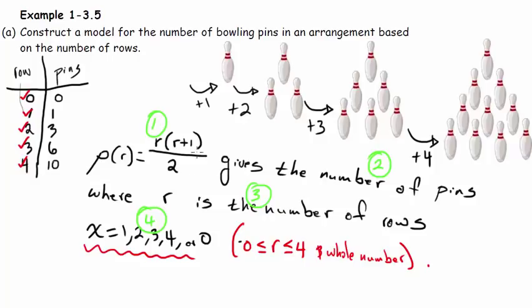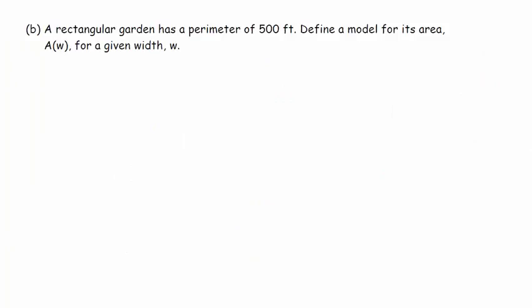And once again, don't stress if that equation didn't jump at you. That's a tough one. Alright, now this one, much more manageable. Let's see here. A rectangular garden has a perimeter of 500 feet. We want a model for its area. So I'm going to draw a little picture here. I think this will help me. So we want the area. So A of W, I might call this. The area inside here, when my input is W, the width.